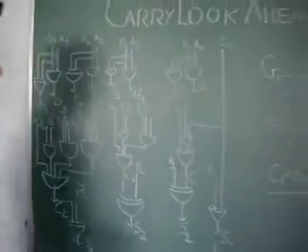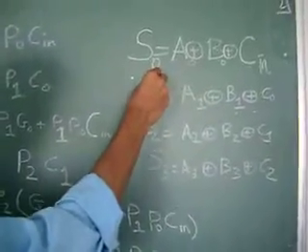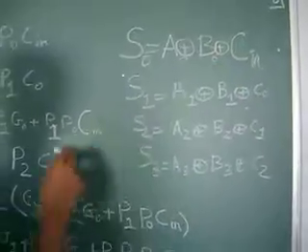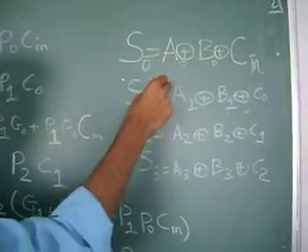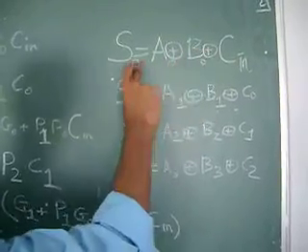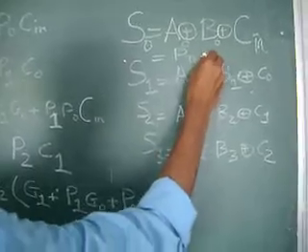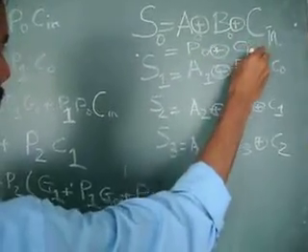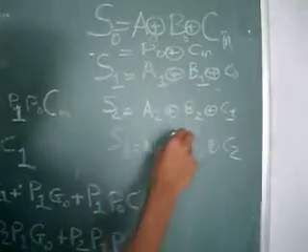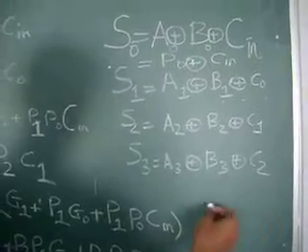Okay. Now, as you have all seen, the sum expression is given by A0 XOR B0 XOR Cin, and over there you have seen that A0 XOR B0 is given by P0. Therefore, S0 can be written as P0 XOR Cin. Similarly, S1 can be written as P1 XOR C0, and S2 can be written as P2 XOR C1, and S3 can be written as P3 XOR C2.